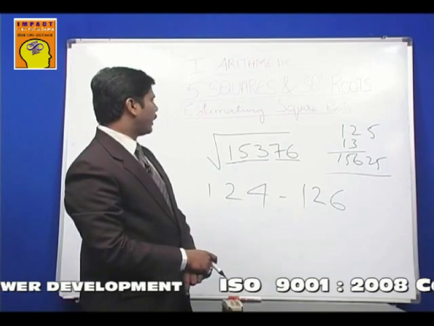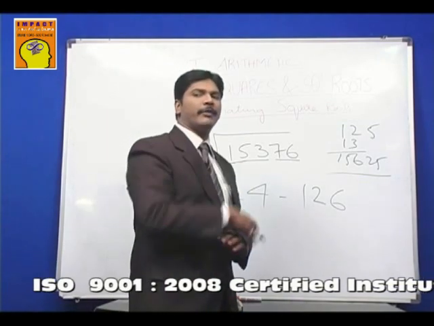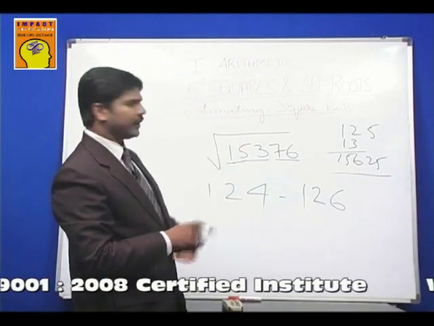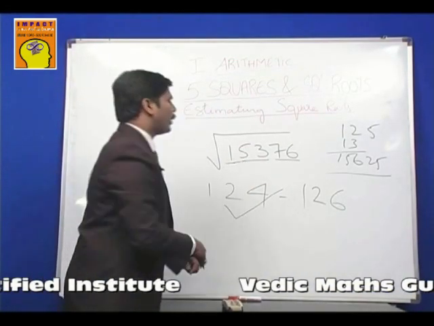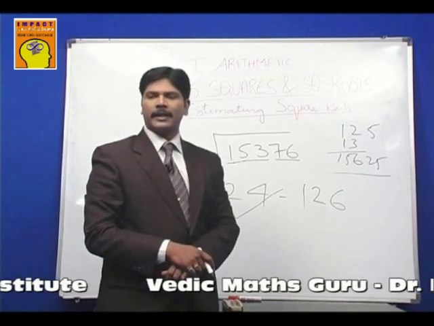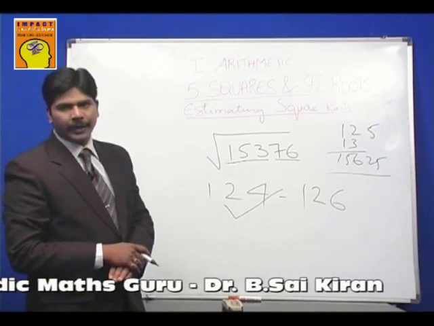Now tell me, to get 15376, shall I multiply more than 125 or less than 125? You can just guess and see. This number is less. So you should be multiplying less than 125 to get this answer. So the final answer is, the square root of 15376 is 124.